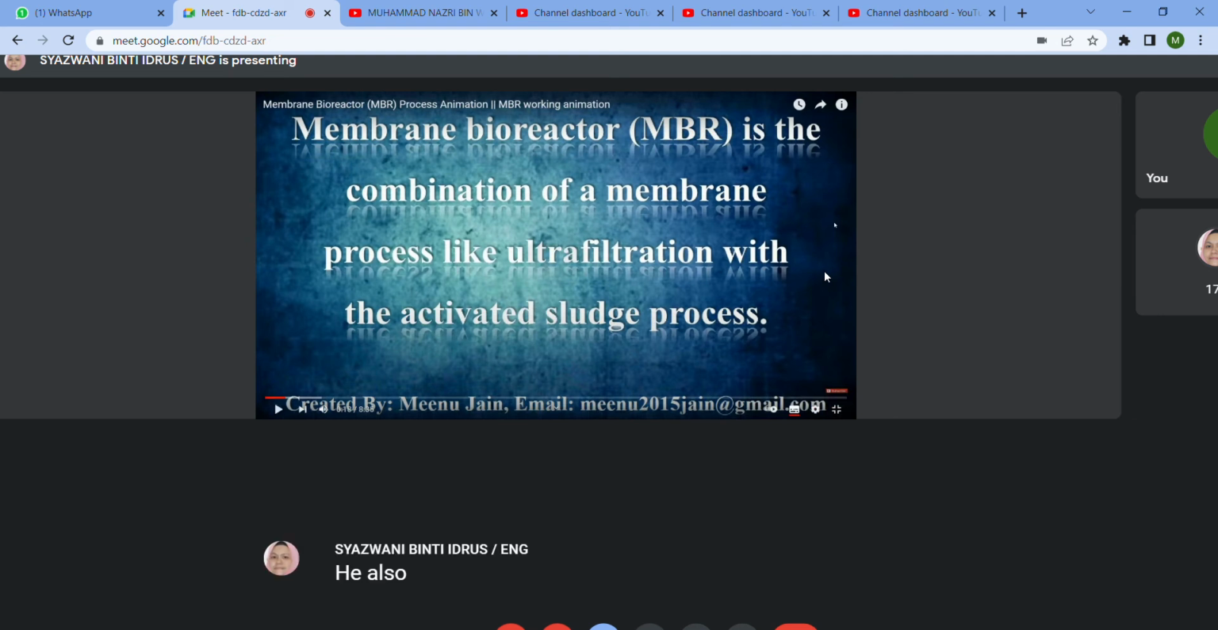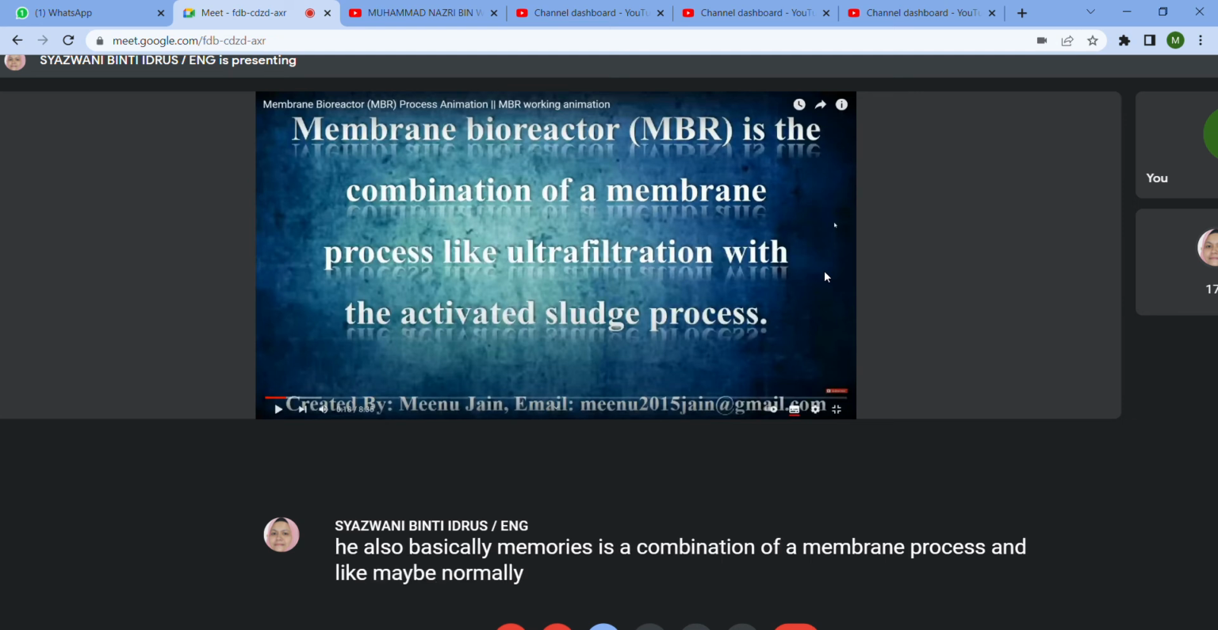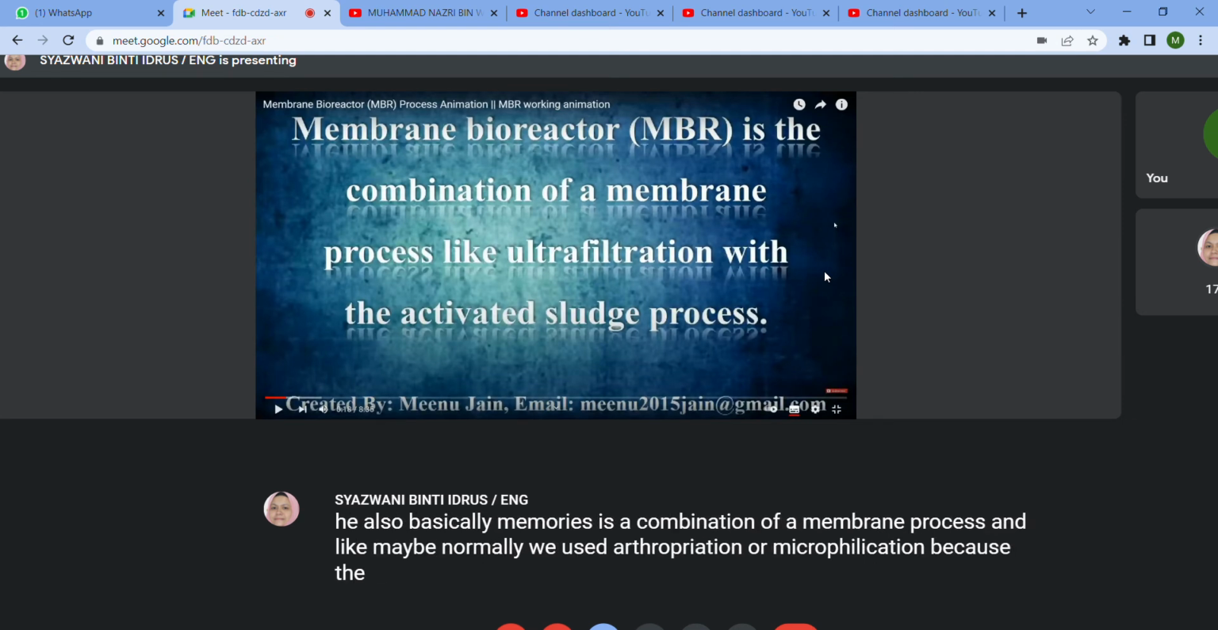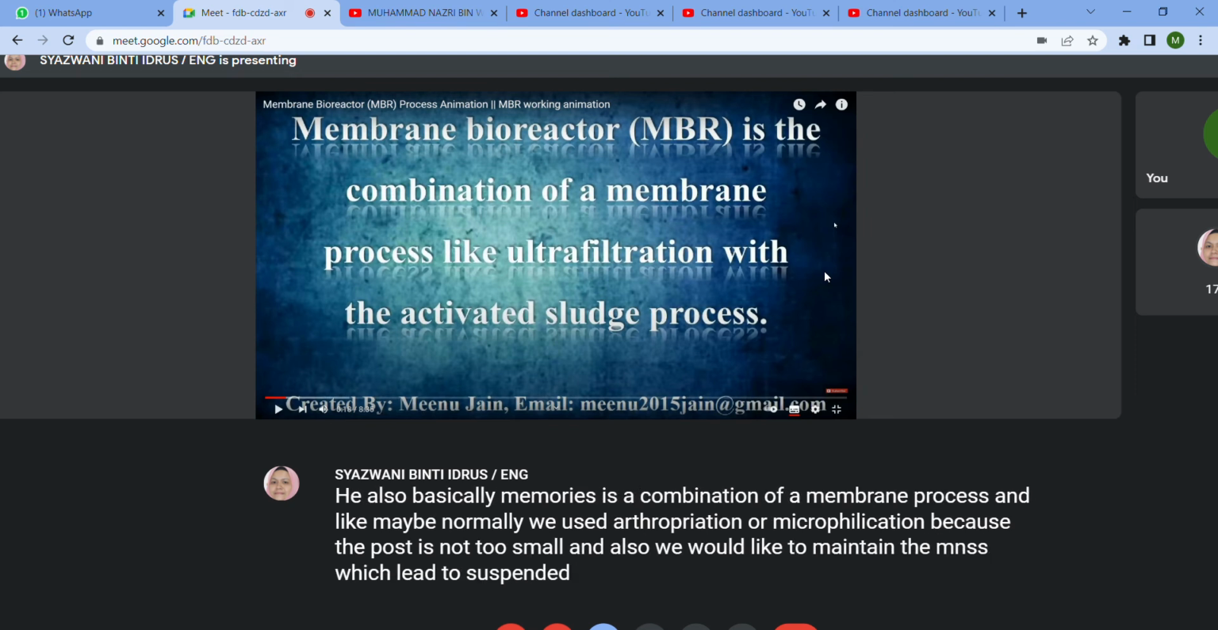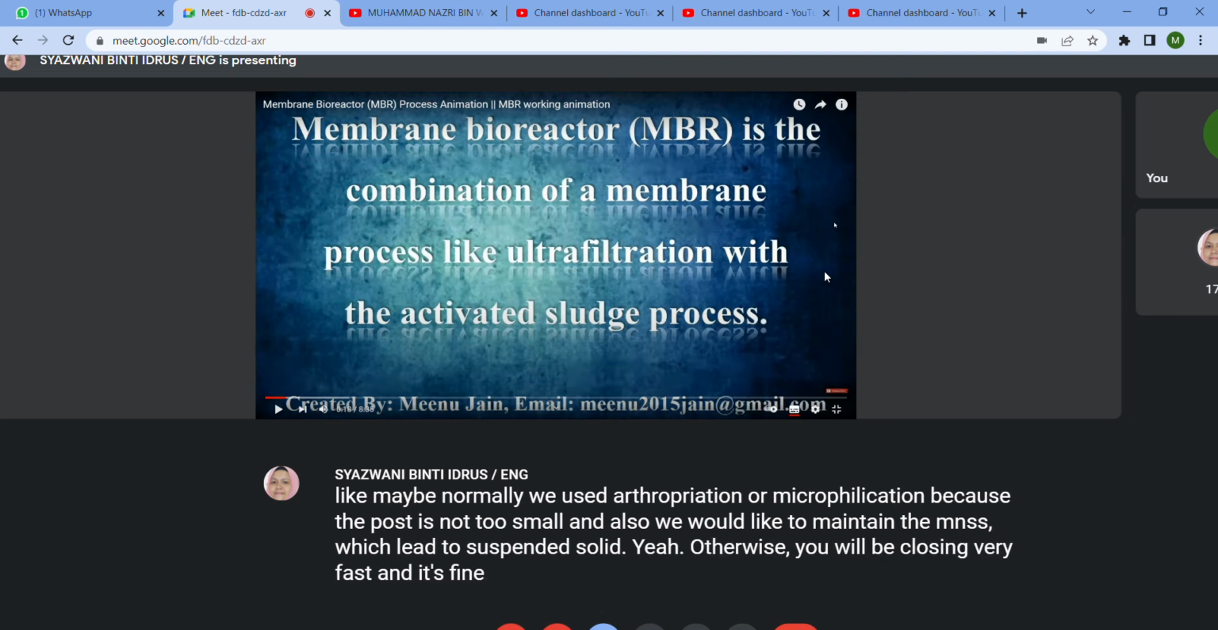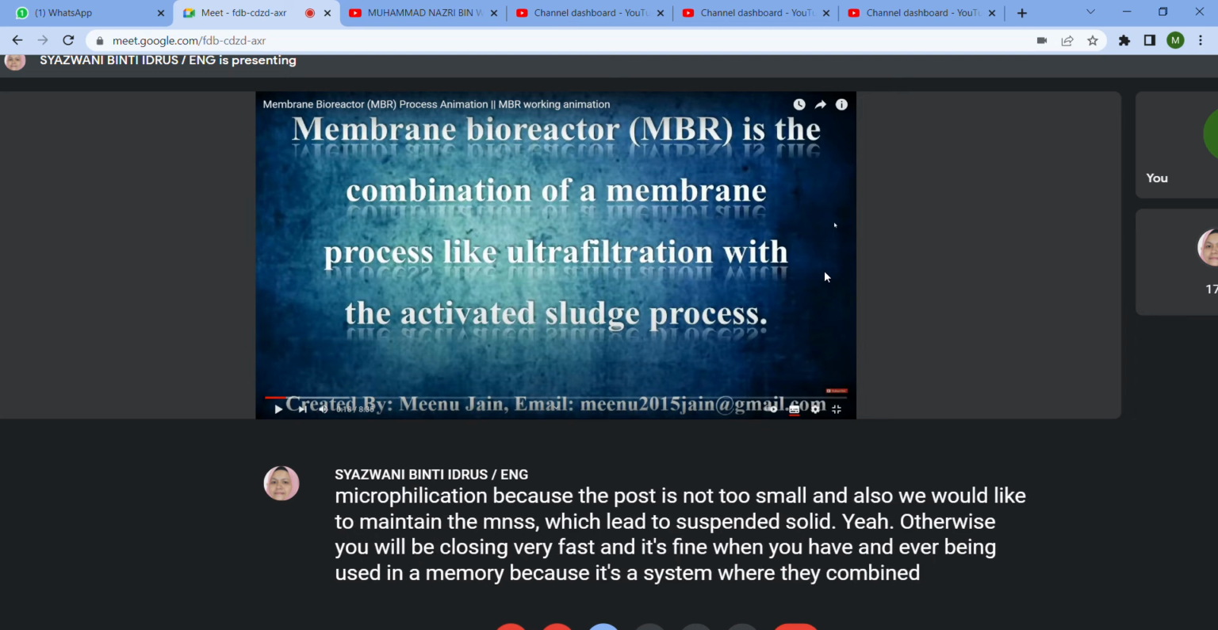Okay, so basically, a membrane bioreactor is a combination of a membrane process, and normally we use ultrafiltration or microfiltration, because the pores are not too small, and we would like to maintain the MLSS, meaning mixed liquor suspended solids. Otherwise it will clog very fast. That's why only UF and MF are used in a membrane bioreactor, because it's a system where they combine with the activated sludge.